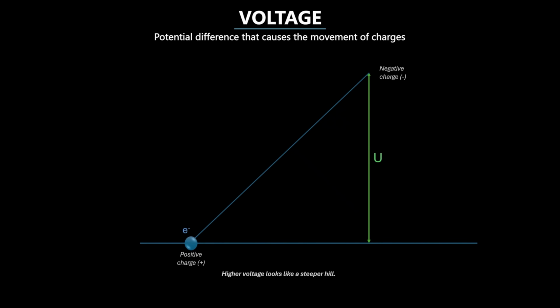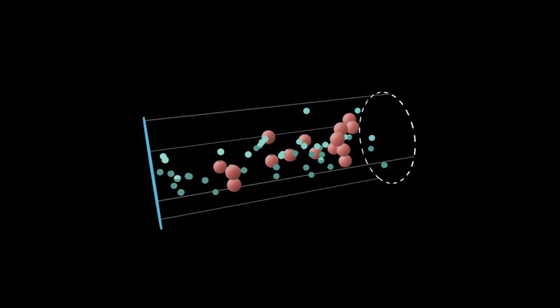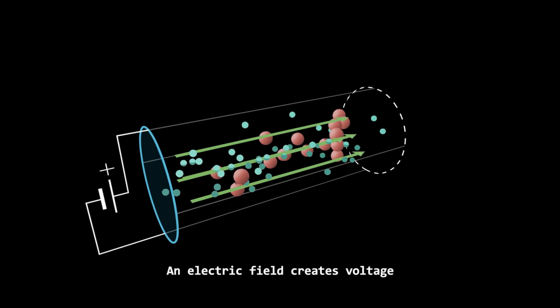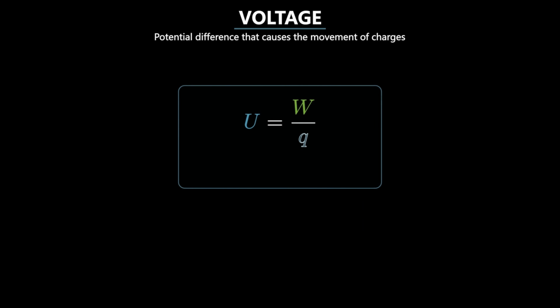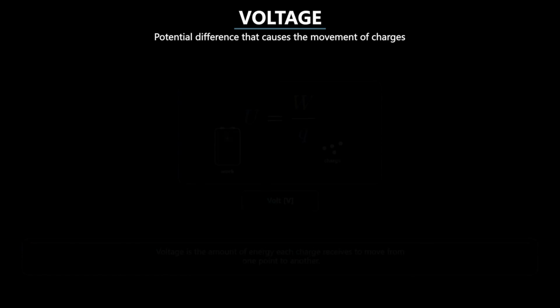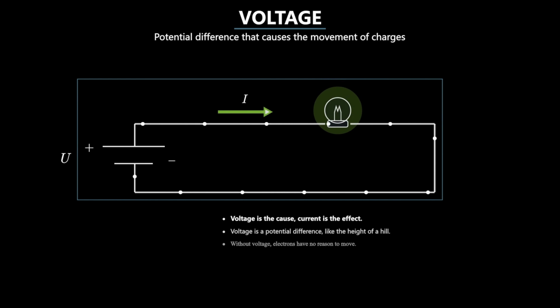When we connect a voltage source, an electric field is created inside the wire. It acts like an invisible force that orders the chaotic electrons to line up and start moving in the same direction. To define this with a formula, voltage is actually the amount of energy or work that each electric charge receives in order to move from one point to another. The unit of measurement is the volt. Without this supplied energy, electrons simply have no reason to move.